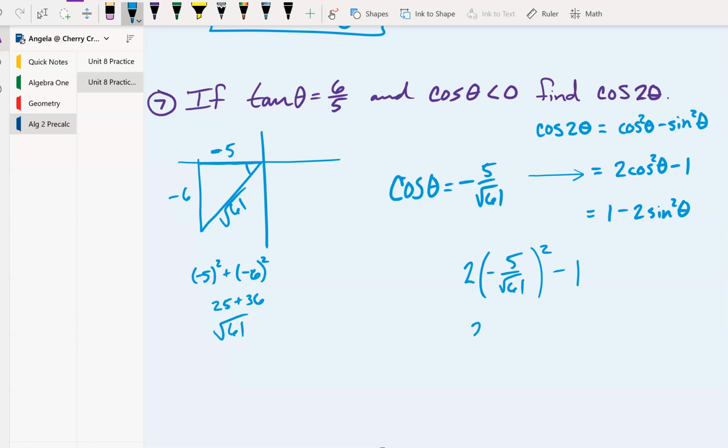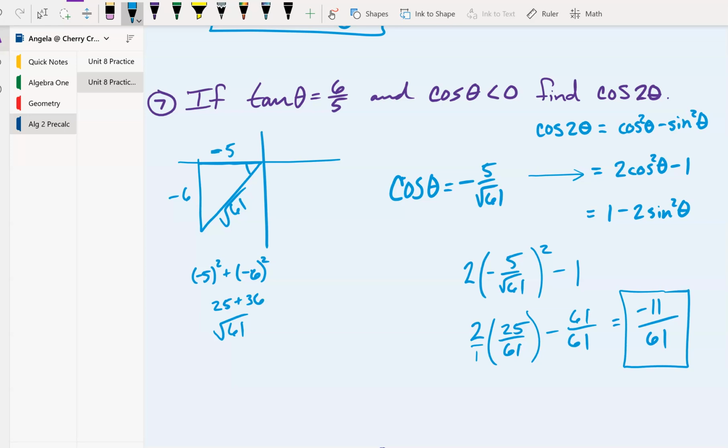So that looks like we're going to have 2 times the quantity 25 over 61. I'm going to go ahead and change this 1 to a 61 over 61. And so my final result is going to be 50 minus 61, negative 11 over 61. Boom. Hopefully that went well for you guys.